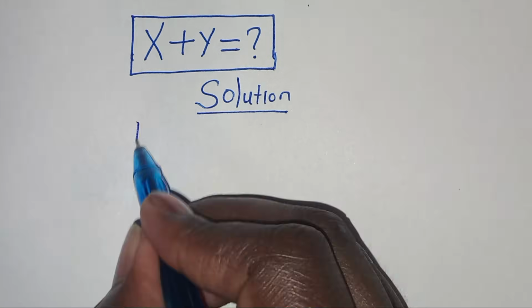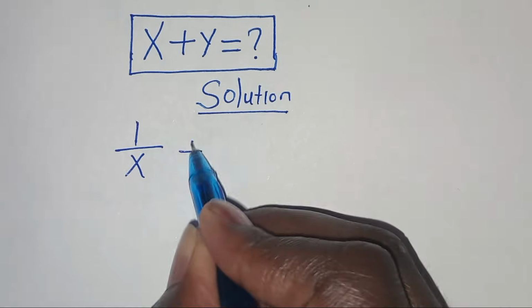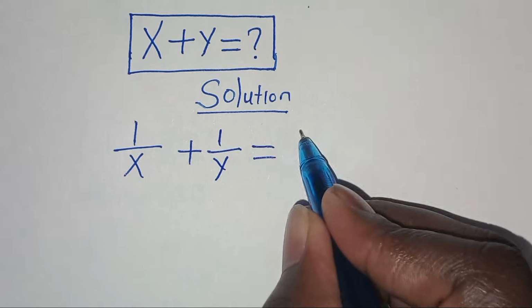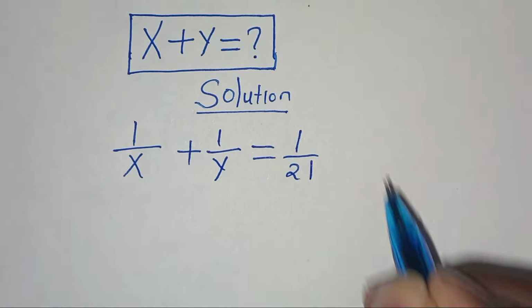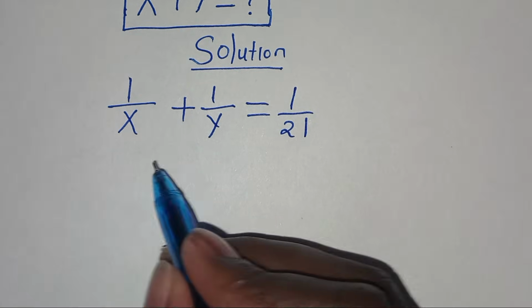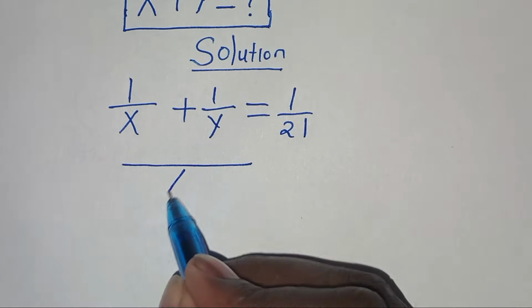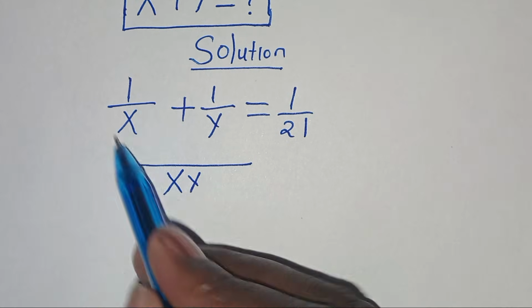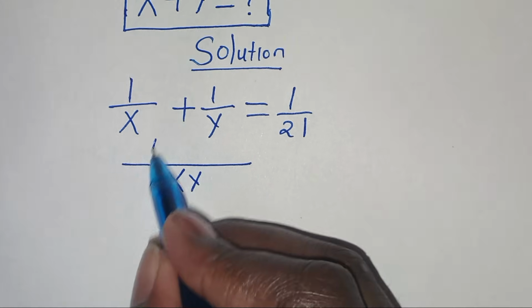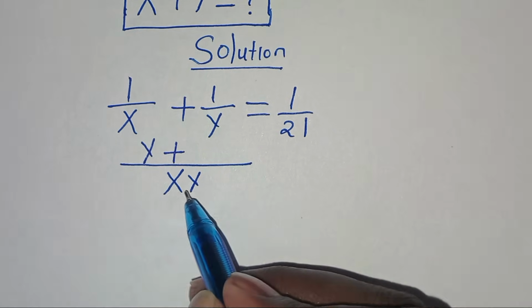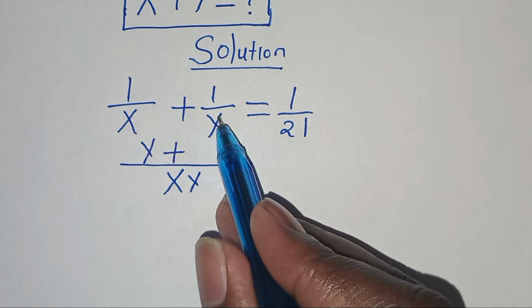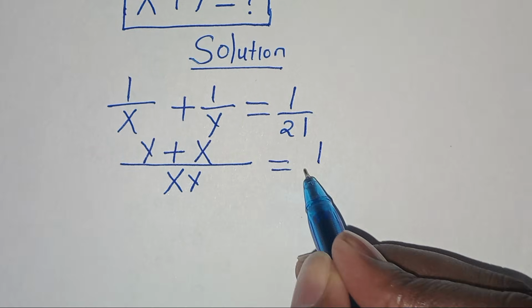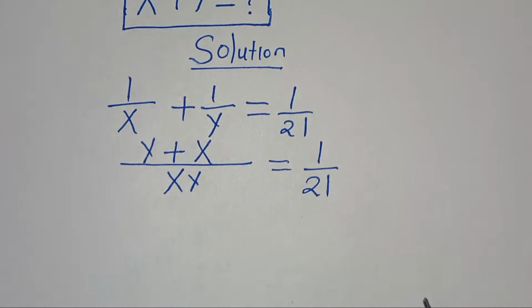So we have 1 over x plus 1 over y equal to 1 over 21. The LCM here is x times y, so that xy divided by x is y times 1, this is y, then plus xy divided by y, this is x times 1, this is x, and this is equal to 1 over 21.